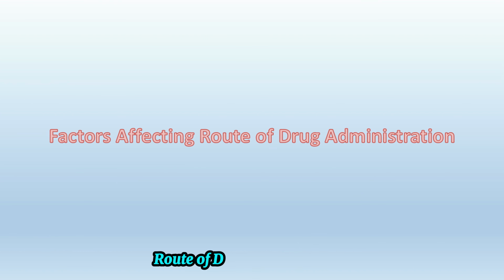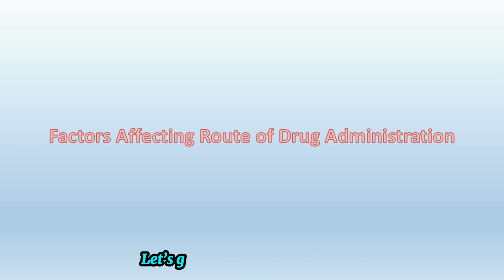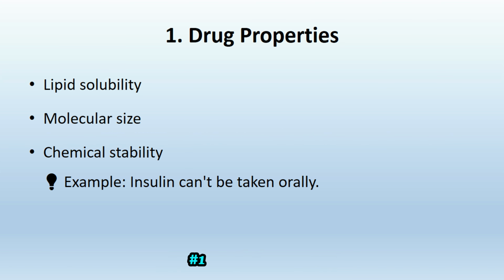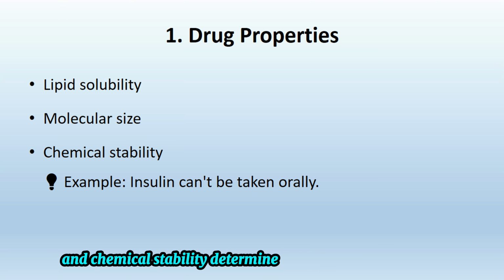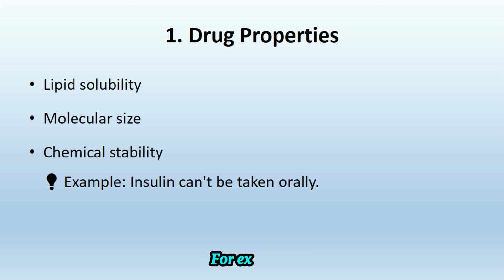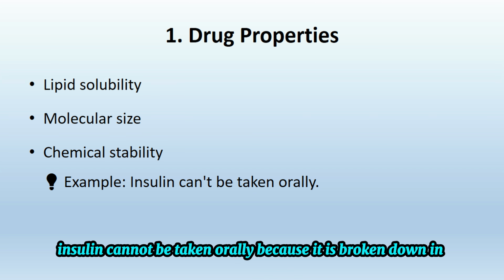Factors affecting route of drug administration. The route of drug administration depends on several key factors. Let's go through them one by one. 1. Drug properties. Lipid solubility, molecular size, and chemical stability determine how a drug can be given. For example, insulin cannot be taken orally because it is broken down in the stomach.